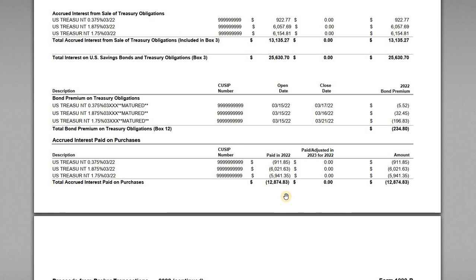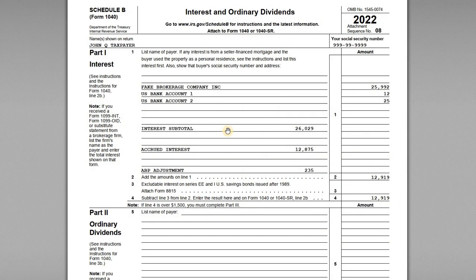So again, these are the amounts of accrued interest that were added to the purchase price when John initially bought the bond. And that's this piece here, $12,874. This is the adjustment. So this is the reduction for interest because, again, this is accrued interest that was attributed to that initial seller, not to John.